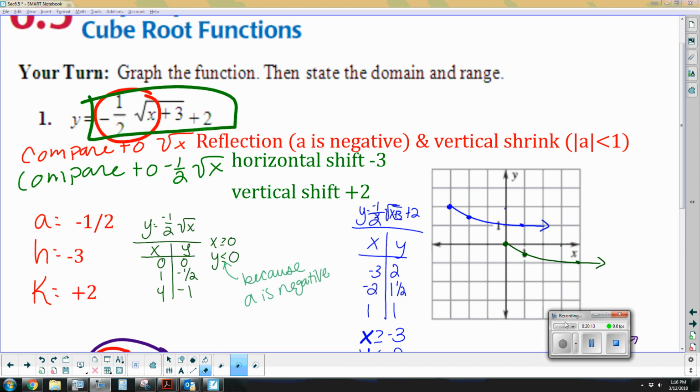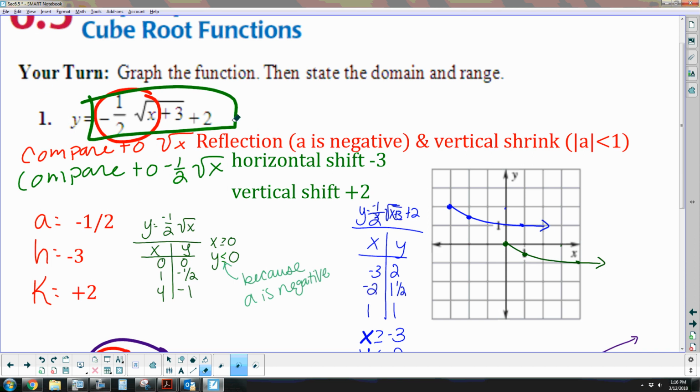All right, so we're going to compare the graph -1/2 times the square root of x to the square root of x. And when we do that, we see that it's a reflection because our a value is negative. And we also see that it's a vertical shrink because the absolute value of a is less than 1. So because it's negative and less than 1, it's a reflection over the x-axis as well as a vertical shrink.